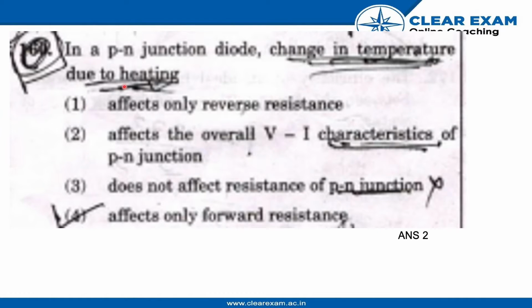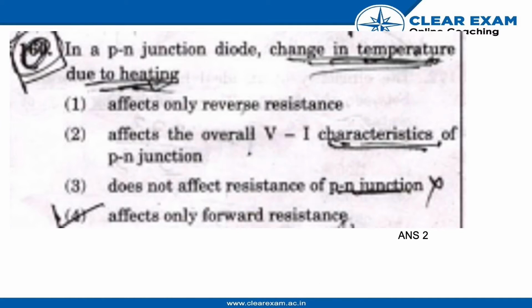Hello, so the next question is, in a PN junction diode, the change in temperature due to heating. Option 1 is affects only reverse resistance. Option 2 is affects the overall VI characteristic of PN junction. Option 3 is does not affect the resistance of PN junction. And option 4 affects only forward resistance.